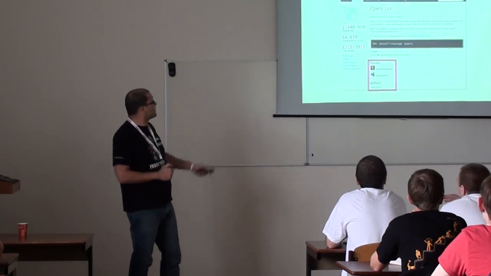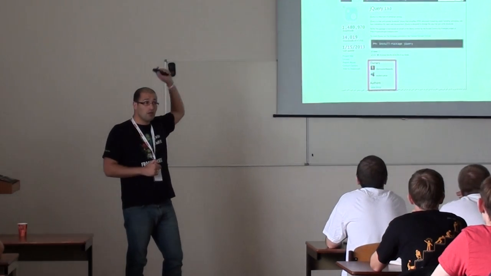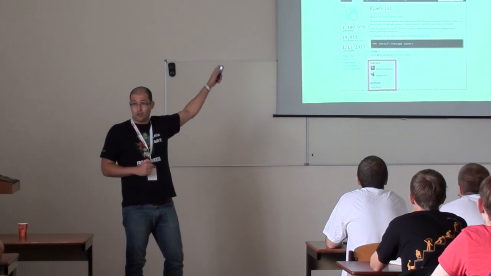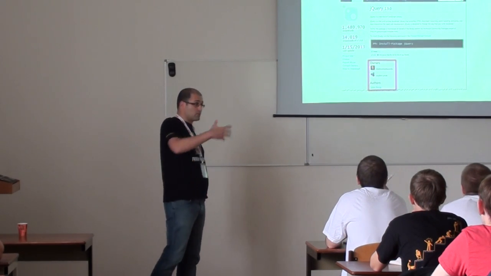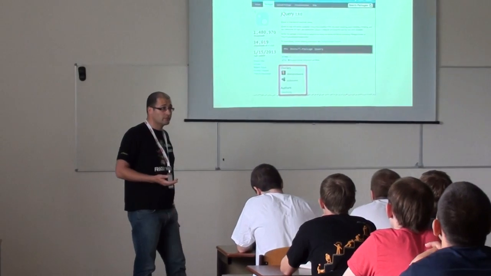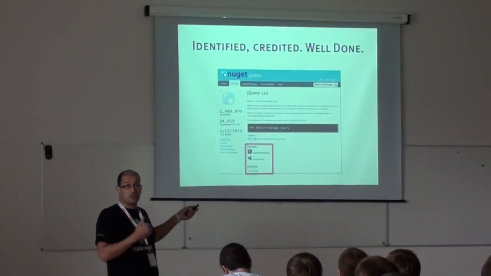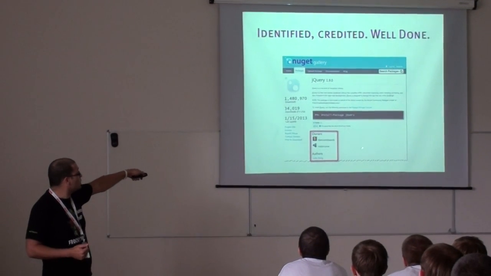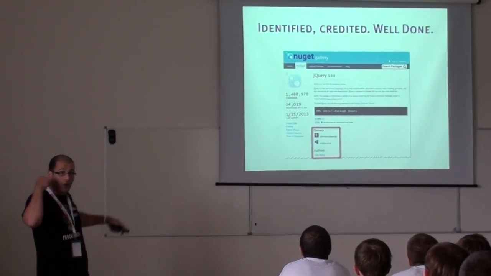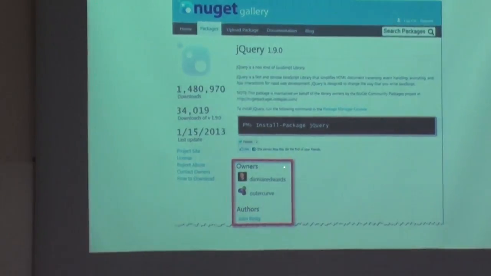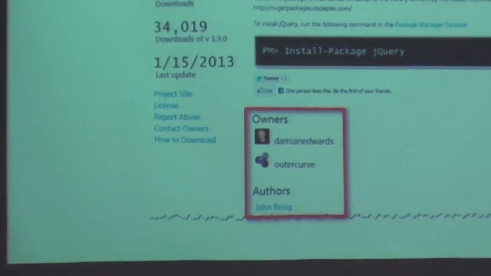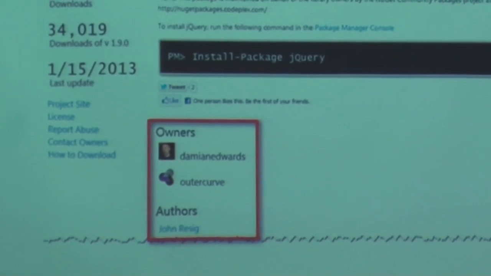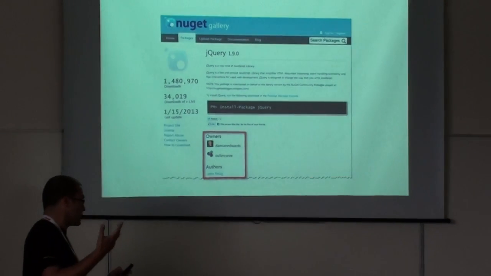This is NuGet. NuGet is a dependency management, a modular system for .NET. And this is how the package descriptions look like. So we have this name and everything. And look here, it has credited contributors, owners, authors, etc. So we actually achieved both targets here.